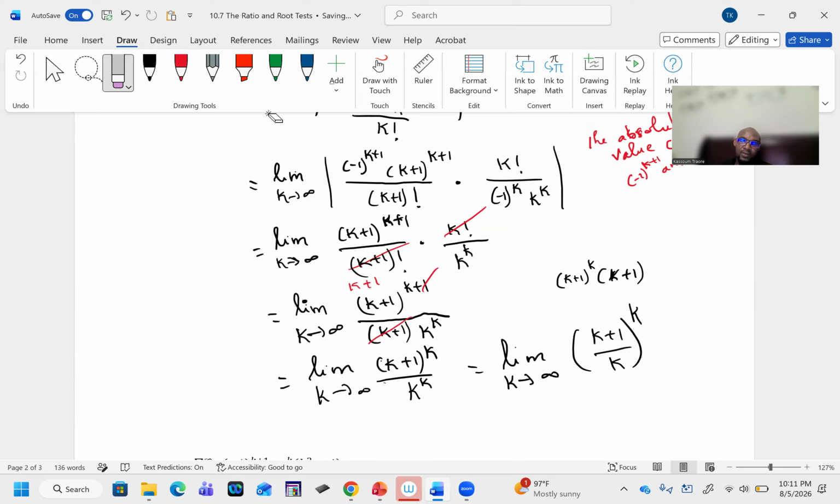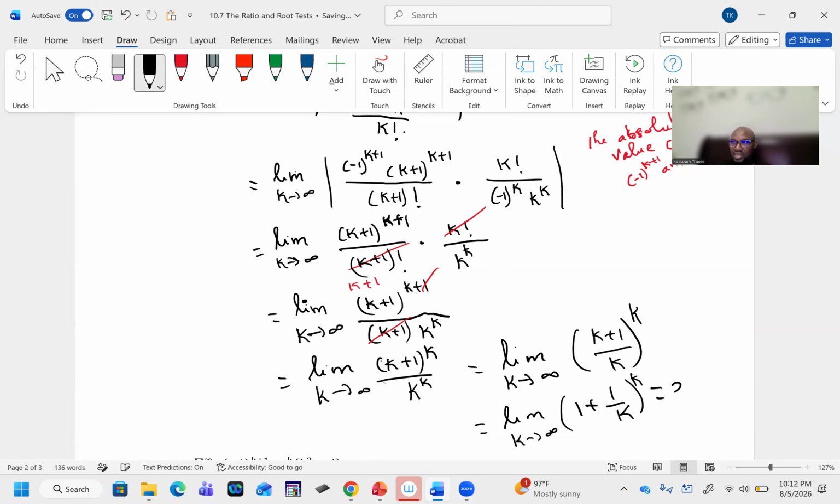So now you can find this limit by applying the ln, right? We have done this so far, and you will see this is the same thing as the limit of 1 plus 1 divided by k, to the power of k, as k approaches infinity, which is what? E. So this limit will give me e.